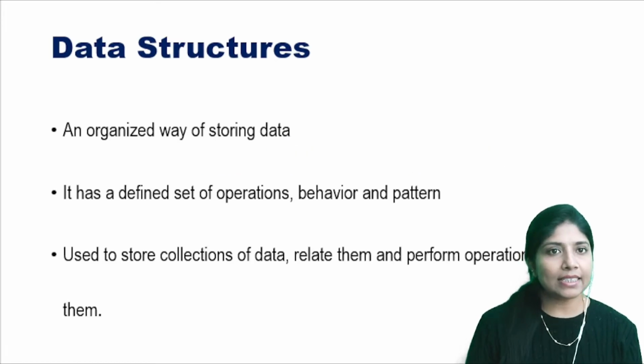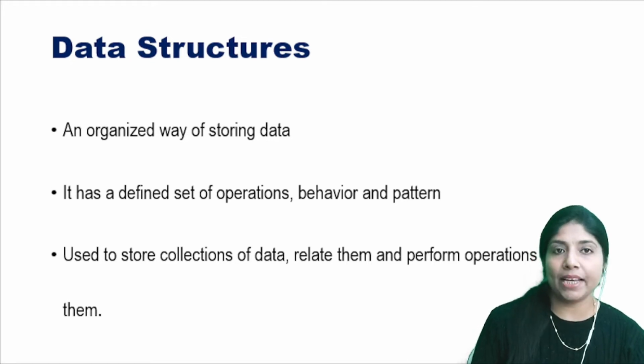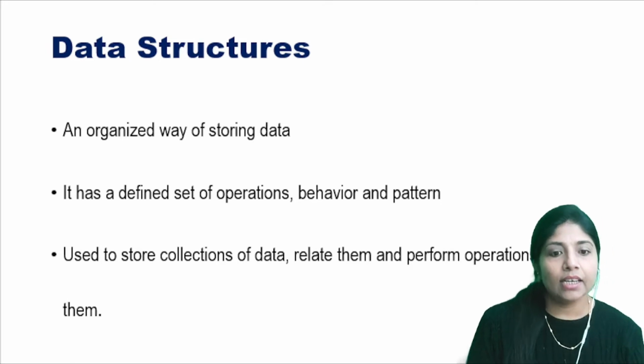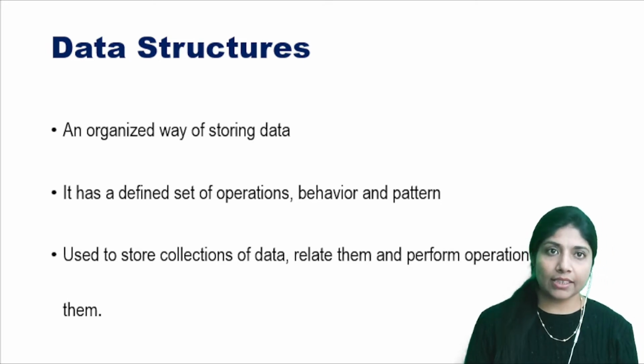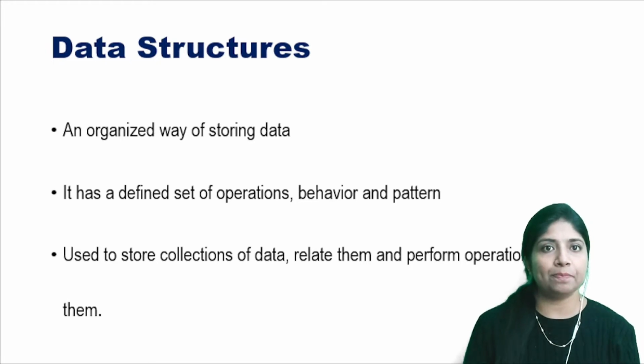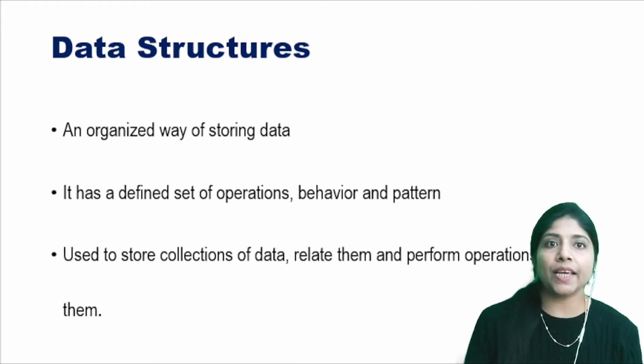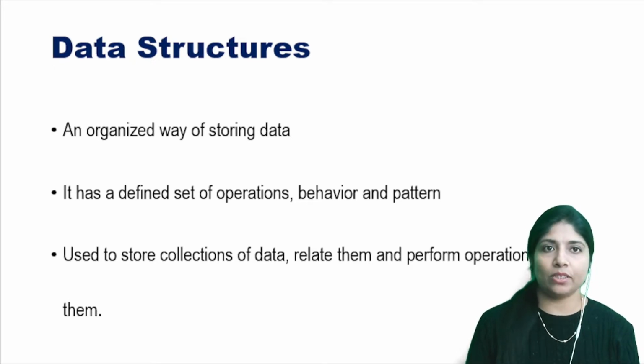Data structure is an organized way of storing data. It has a definite set of operations, behavior and patterns. It is used to store a collection of data, relate them and perform some operations on them. So data structure means a collection of data which is stored in an organized form, and of course we can perform some operations on them.